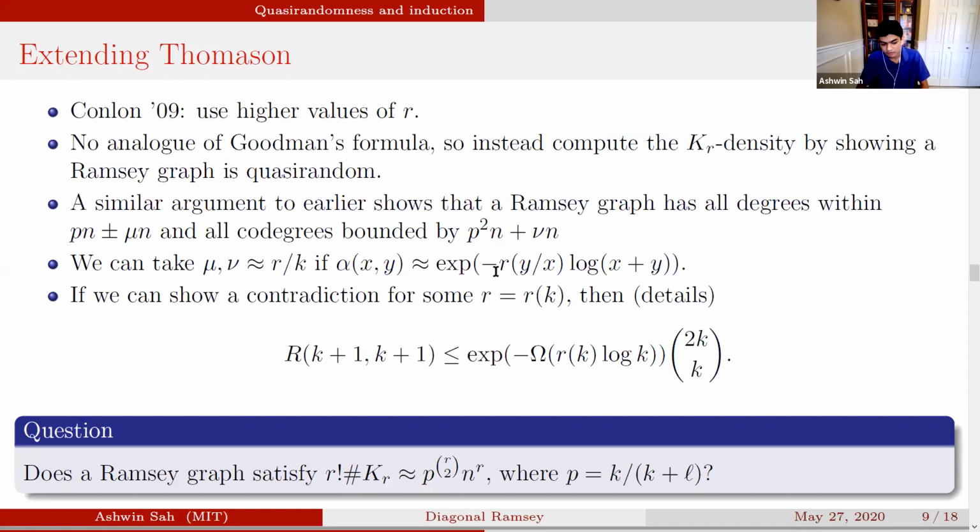And so the question that we really want to answer, and we can answer using this extension property, is to find a contradiction similar to Thomason's argument. It essentially comes down to: in a Ramsey graph, is the total number of cliques, multiplied by a factor in this case, around what it would be in a p quasi-random graph?